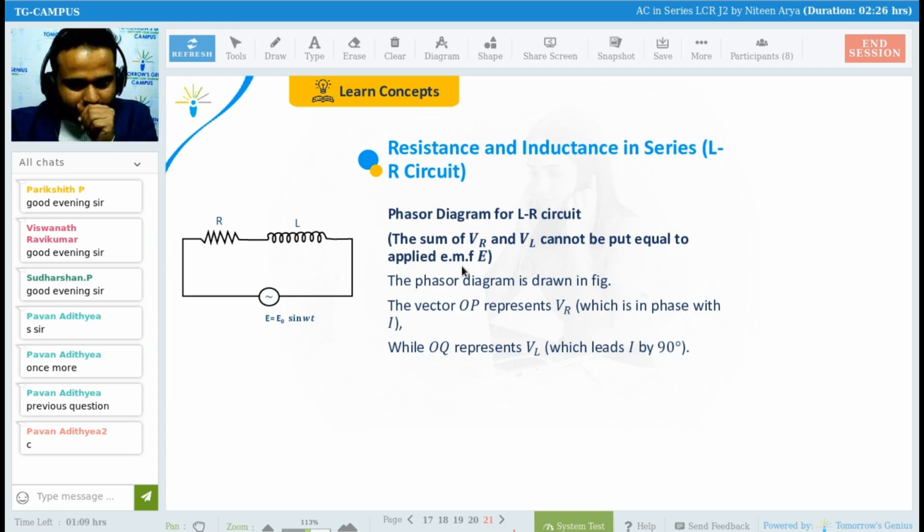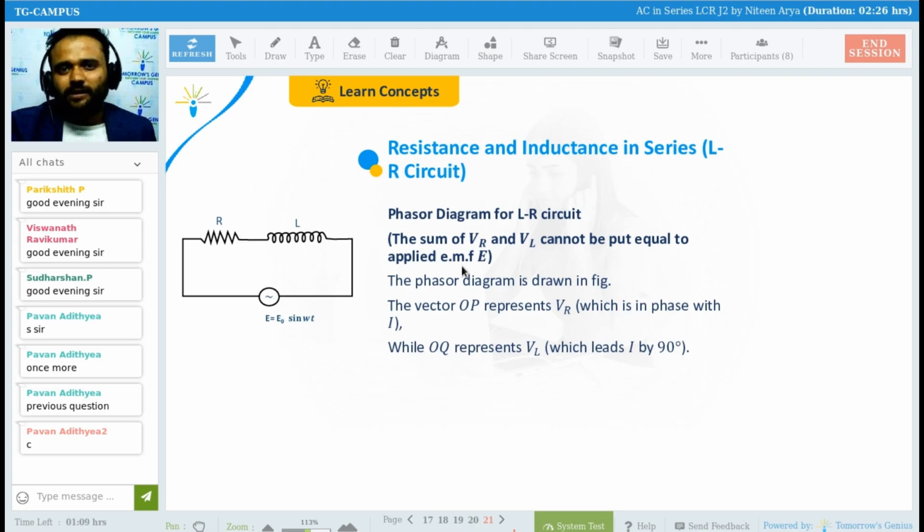Now, resistance and inductance in series, the LR circuit. In the coming slides, we are going to find LR circuit, RC circuit, and the basic phasor difference between the given circuits. LC circuit is going to be in the next class. And what is a phasor diagram? We are going to find that in the coming slides also. So first of all, a phasor diagram for the LR circuit.